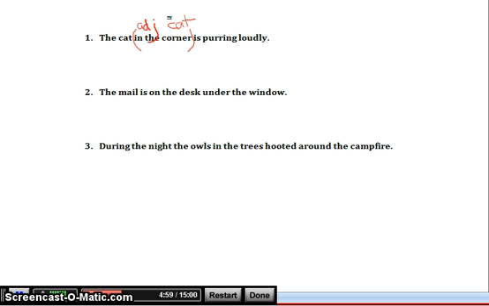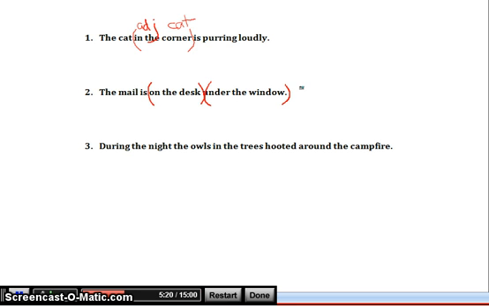Okay, let's go on to sentence number 2. We have, the mail is on the desk under the window. So in this particular sentence, we have 2 prepositional phrases. We have on the desk, and we have under the window. So we've identified our prepositional phrases. We've already earned 2 points out of 6 on this sentence.